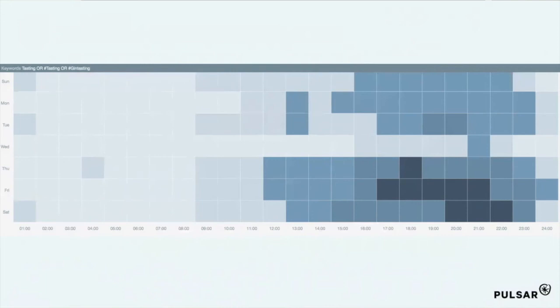So on the y-axis, we've got the day. On the x-axis, we've got the time. And the darker the tile, the higher the volume of conversation that's happening at that time. So it's clear as day to see that for gin tastings, it's definitely a Thirsty Thursdays conversation that kind of goes headlong into the weekend. Forget about Wednesdays.